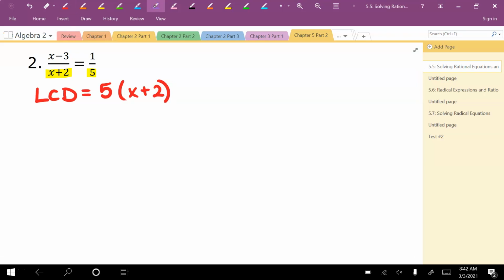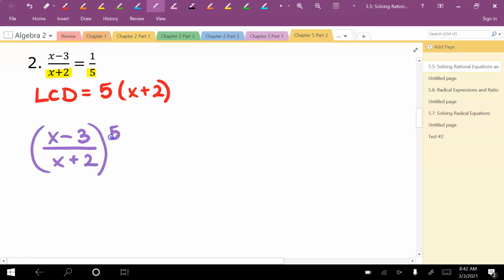Okay, so just like what we did on the last one, I'm going to take each fraction times the 5 times the x plus 2. So I have x minus 3 over an x plus 2 times 5 and x plus 2. And then that's going to equal that 1/5. And we multiply that by the same thing, 5 times x plus 2.